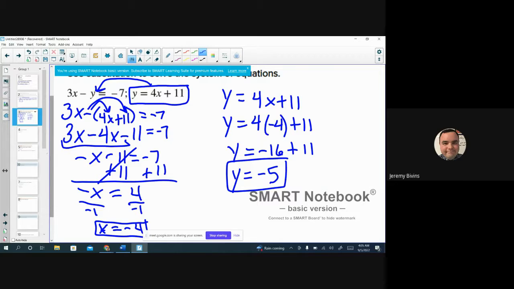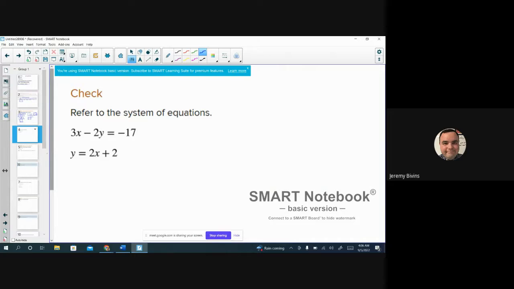Now for our final answer, we need a coordinate pair where we have the x comma y. I know that the x is -4. I know the y is -5. And since this is my final answer, I'm going to put it in a big double box. All right, let's move along to the next example. It is a check, so I would advise you to pause the video to try it out and then play the video to see if you got it correct.